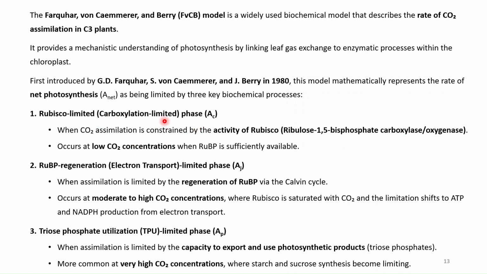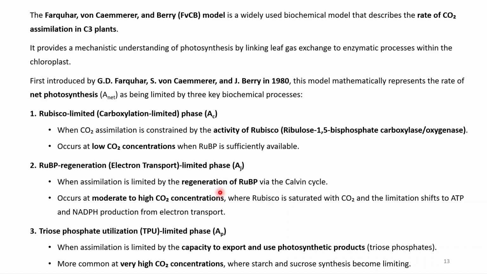The Rubisco limited phase, or carboxylation limited phase, is represented by the letter A with the subscript c in the FvCB set of equations. When we say assimilation, we mean the rate of net photosynthesis: the net rate of carbon dioxide accumulated within the plant cells for photosynthesis. It is limited when carbon dioxide assimilation is constrained by the activity of Rubisco. We know Rubisco is a very important enzyme in the Calvin cycle, and when it acts as a limiting factor, it is called the Rubisco limited phase.